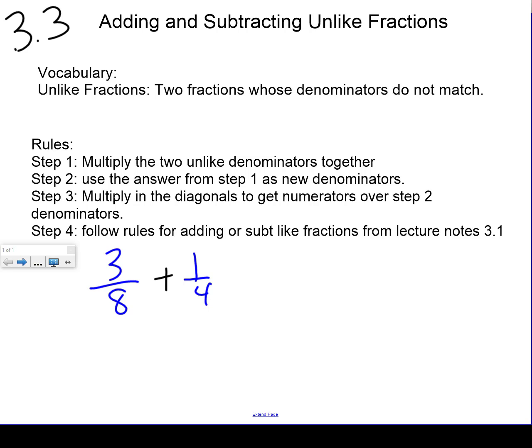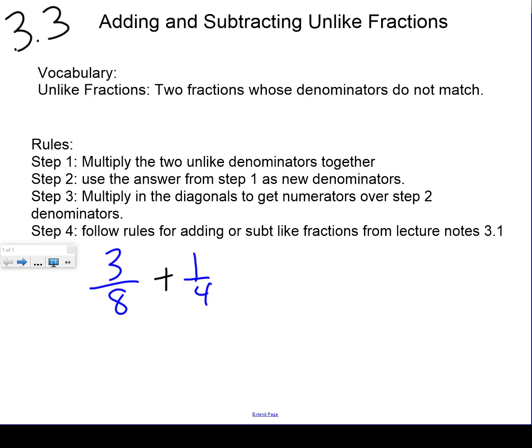So you would multiply the two unlike denominators together to become the new denominator of the two new fractions we're going to add together. You'll multiply in the diagonals to get the numerators that go over that new denominator you just found. And then you will follow the rules for adding or subtracting fractions that we learned in the last section. So we're going to go ahead and start. We're going to do this example problem right here.